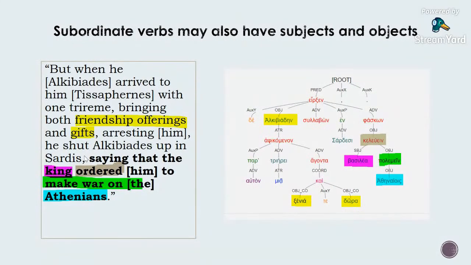Subordinate verbs also take subjects and objects. So you could see a pile of objects on top of each other. In this case, we have a subordinate clause that's modifying Alcibiades, and you've got objects down here. Here's a nice participle saying, he said that the king ordered him to make war on the Athenians. So the king is in the accusative, the subject of the infinitive, as part of this indirect speech, right? And so here you have to label these to know which one is which.